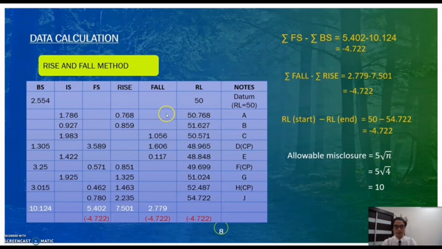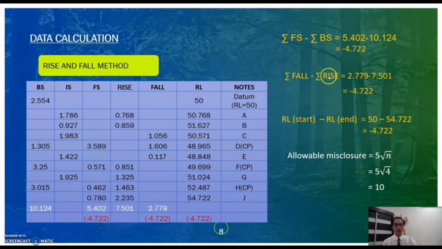Okay, next, you have to find the total amount of fall and rise. The total amount of fall is 2.779, while rise is 7.501, sorry. So you do this equation, total fall minus total rise, you will get negative 4.722. Next, we look at the reduced level column. We need to take this first reduced level, or we call it reduced level start. You need to minus with reduced level end, which is the last one here, 54.722. You will get negative 4.722.